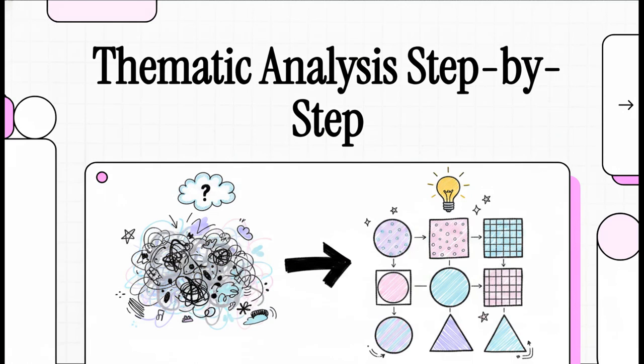Welcome to this explainer. Today, we're doing something really satisfying. We're going to transform your messy, chaotic, qualitative research data into a clear, compelling narrative. If you're doing any kind of research in the social sciences, psychology, or business, you already know that gathering your data is, well, it's really only half the battle. The actual magic happens when you try to figure out what all that data actually means.